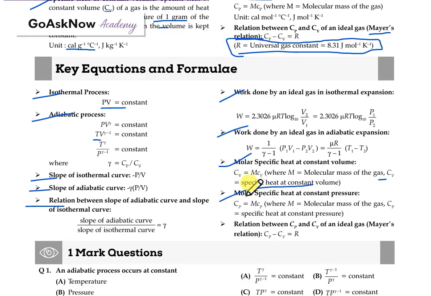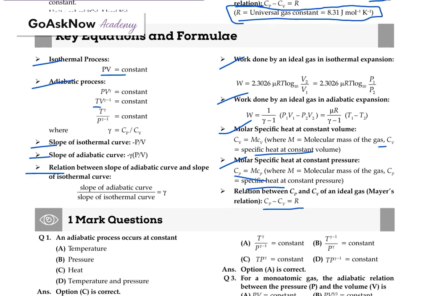Molar specific heat at constant pressure will be mCp, where m is the molecular mass of the gas. Cp is the specific heat at constant pressure. And the relation we have studied, Cp minus Cv is equal to R. R is the universal gas constant, defined as 8.31 joule mole inverse Kelvin inverse. So these are the important key equations and formulas.